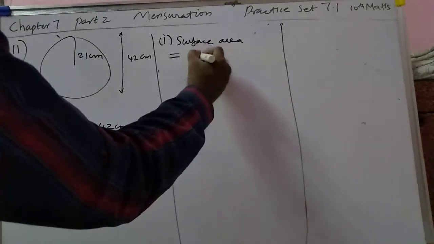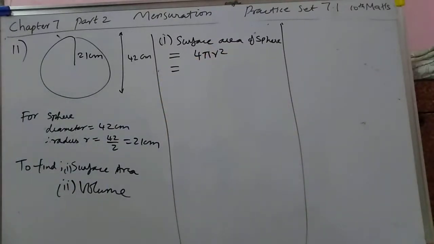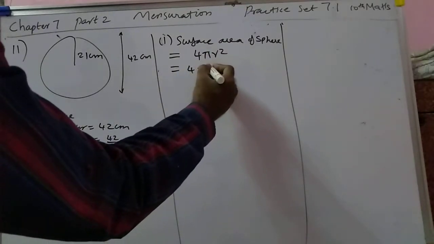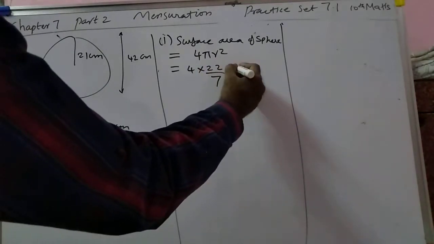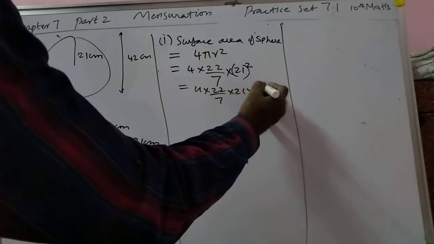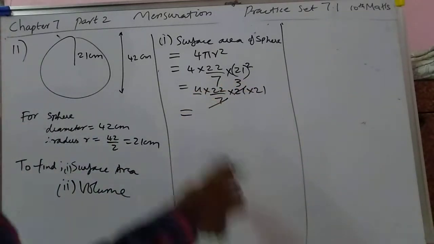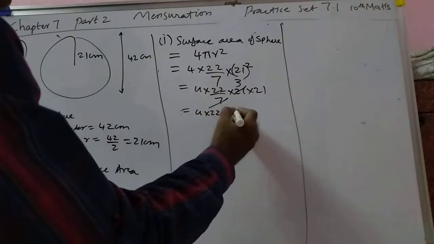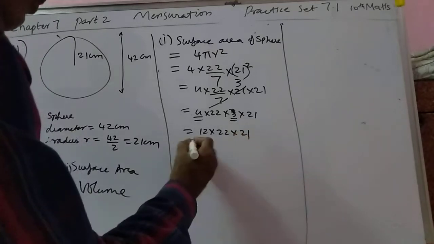Okay, so that formula is 4 pi r square. Here r is 21, so we can take pi as 22 by 7, and it will become 21 square. So that will become 4 into 22 upon 7, 21 into 21, 7 into 3. Group it and write it one more time: 4 into 22 into 3 into 21. 4 into 3, 12 into 22 into 21.